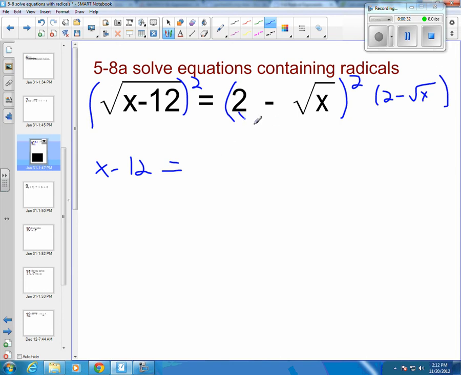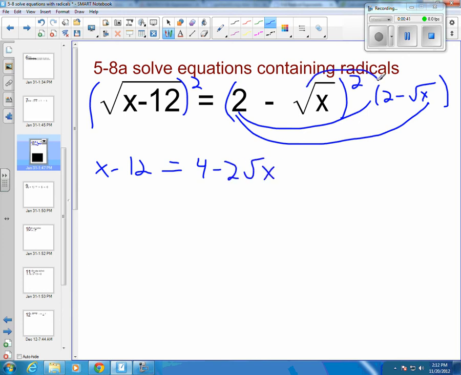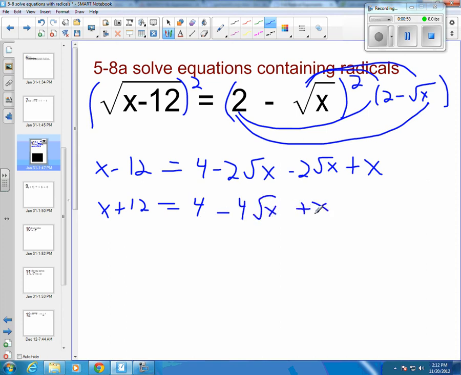So FOILing 2 times 2 is 4. 2 times negative square root of x is minus 2 square roots of x. Minus square root of x times 2 is minus 2 square roots of x. And minus square root of x times minus square root of x is a positive x. So x plus 12 is going to be equal to 4 minus 4 square roots of x plus x.